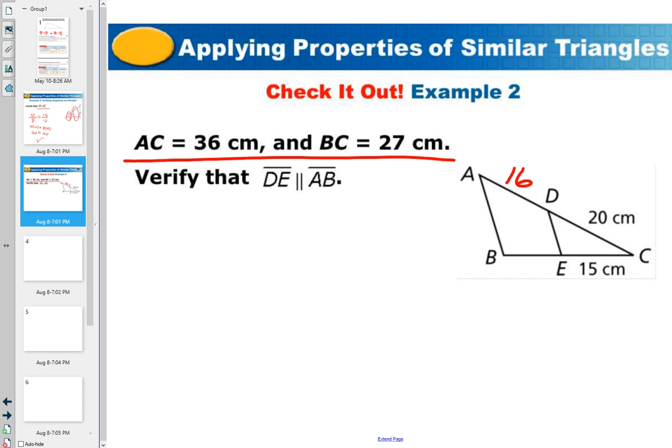All right, and then BC. Yeah, but I don't want BC. I want BE. So how could I then find BE if I'm being given BC? Yeah, subtract again. 27 minus 15. That's 12.